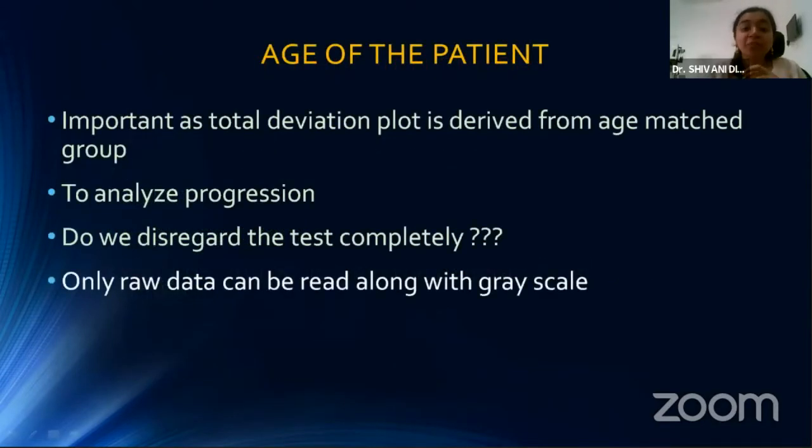We know that it is very important to correctly enter the age of the patient before beginning the test because the total deviation plot is derived from age matched data. And it also helps us to analyze the progression. However, if the age of the patient has been incorrectly entered, we can still read out the raw data values.